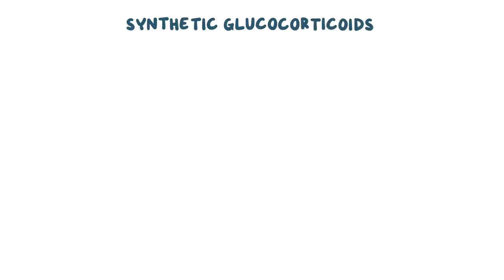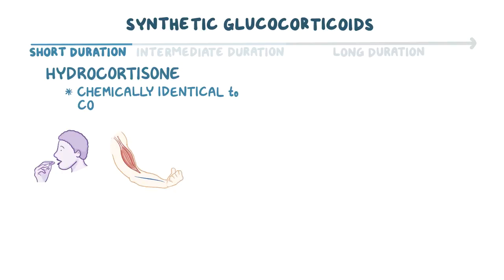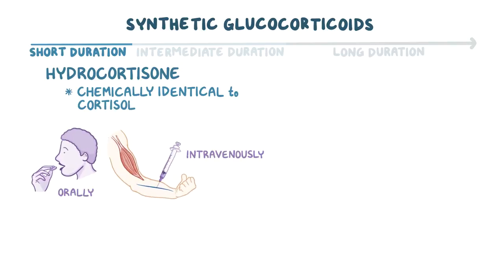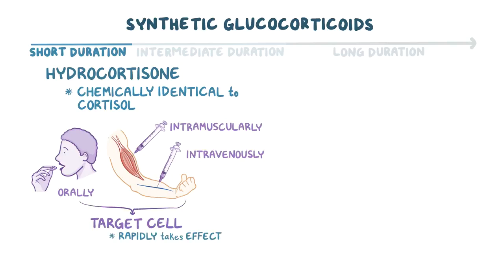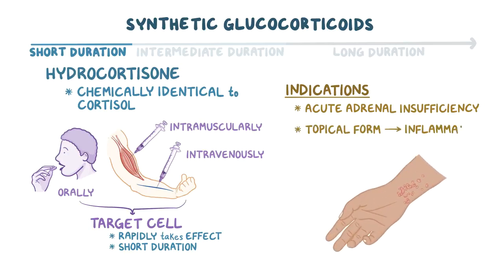Based on the duration of action, synthetic glucocorticoids can be classified into three groups. The first group includes glucocorticoids with short duration of action. Hydrocortisone falls under this group. It's chemically identical to cortisol and can be taken orally, intravenously, or intramuscularly. It then enters into the circulation, goes to the target cells, and very rapidly takes effect, but only for a short duration of time. That's why hydrocortisone is the drug of choice in acute adrenal insufficiency. It's also used in topical forms to treat various inflammatory skin conditions and allergic rashes.